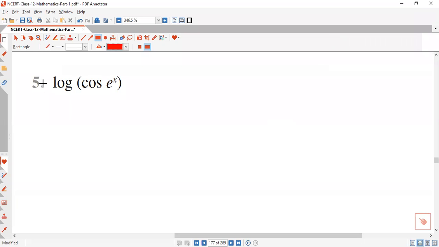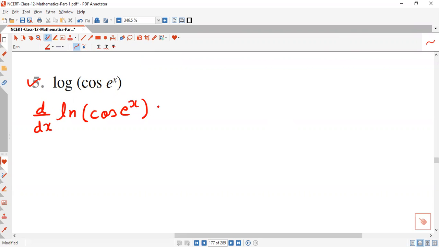Now, we want to do question number 5. We want to differentiate this function with respect to x. So see, differentiation of this function, dy/dx of log. I will write ln, log cos function, cos e raised to x. If we differentiate this function, we get 1 upon cos, this is the angle basically, cos e raised to x.